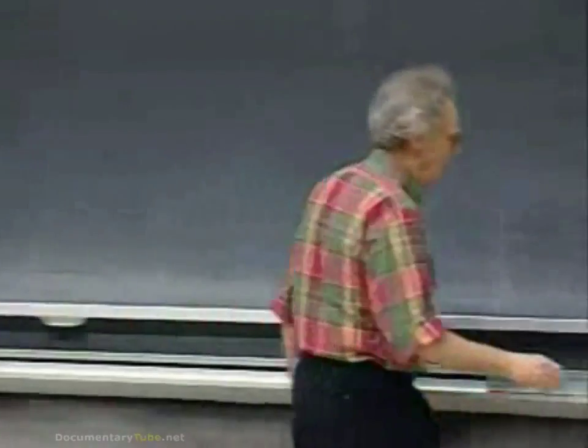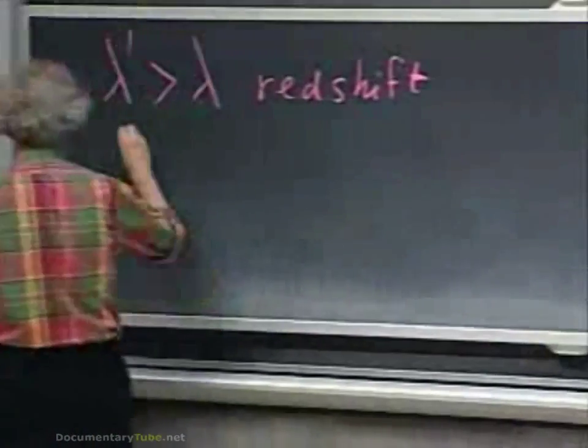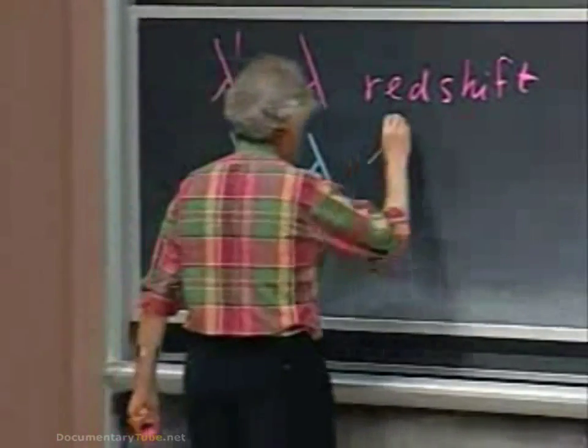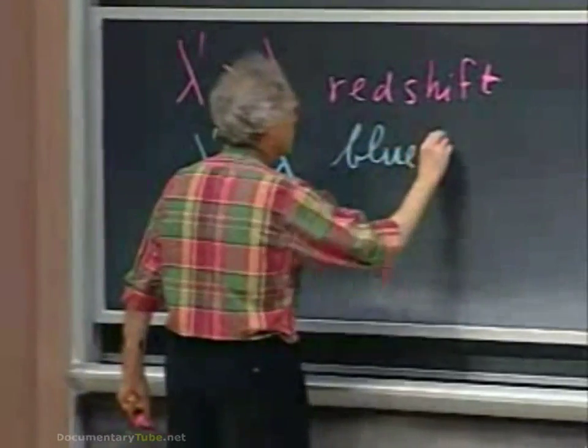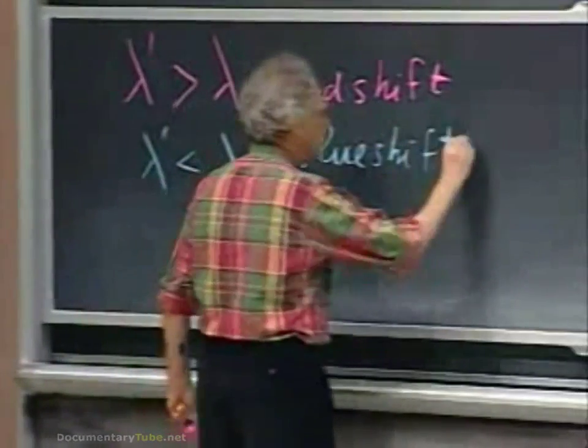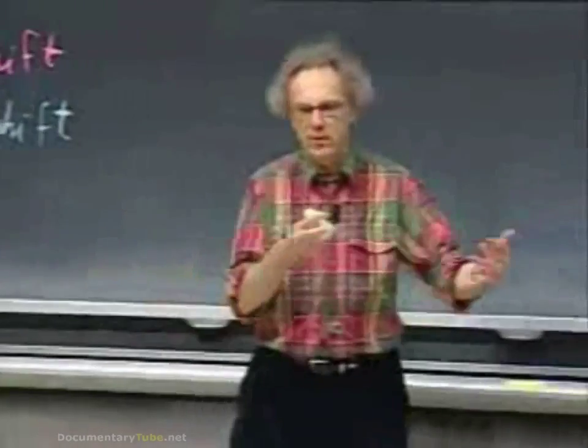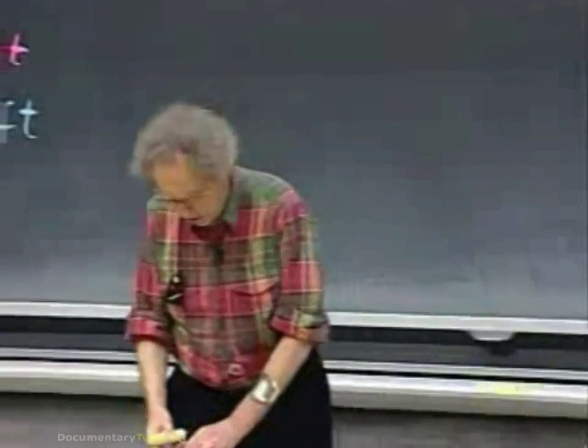If, however, I measure lambda prime to be smaller than lambda, we call that blue shift in astronomy, and it means that we are approaching each other. And so we make reference to the direction in the spectrum where the lines are moving.